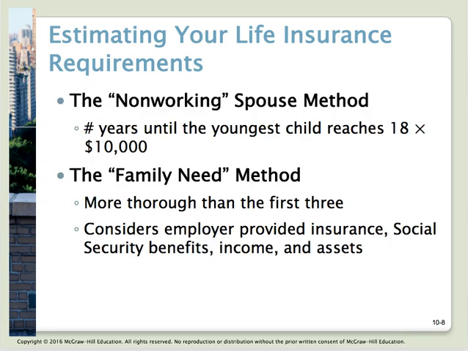The next method is the non-working spouse method. To estimate how much life insurance a homemaker should carry, multiply the number of years before the youngest child reaches 18 by $10,000. And this would give you the amount of life insurance that you would want to carry on a spouse who does not work outside the home and earn income.